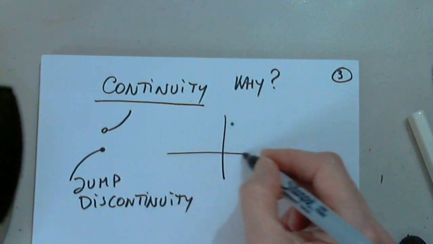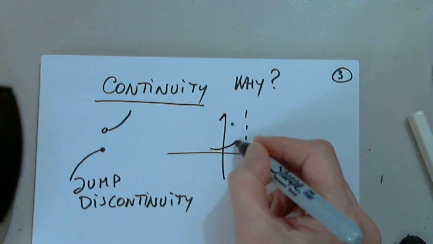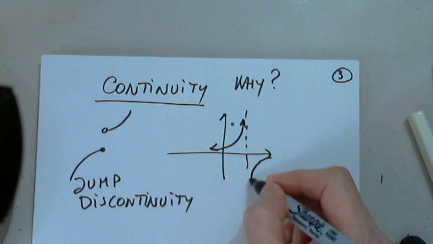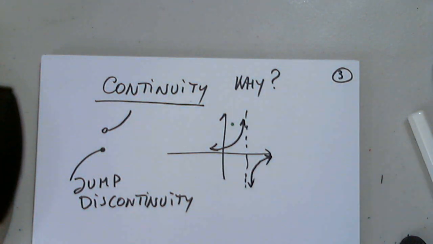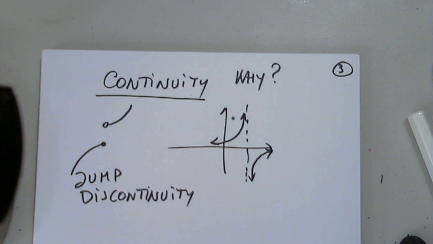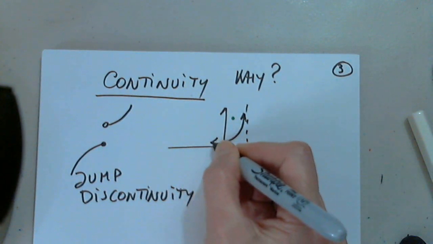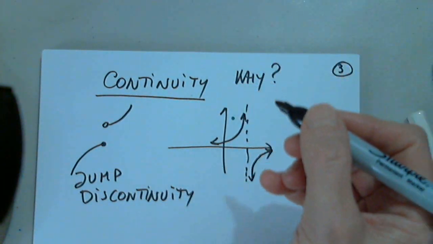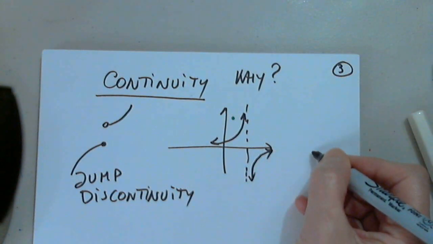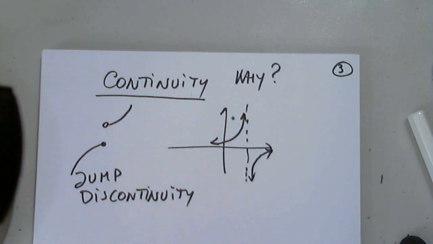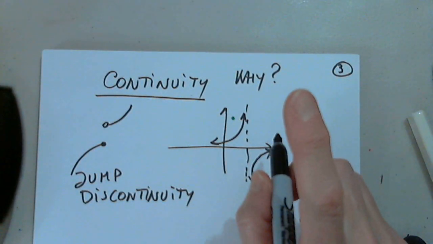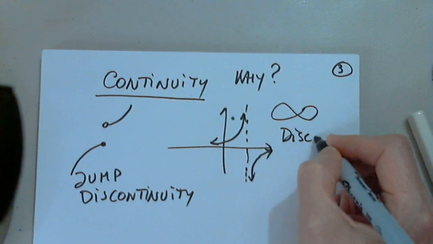Here's another one. Is this a continuous function? Before you say anything, watch me graph it. Is it a continuous function? No. No. It's a jump. No, this is called infinite discontinuity.